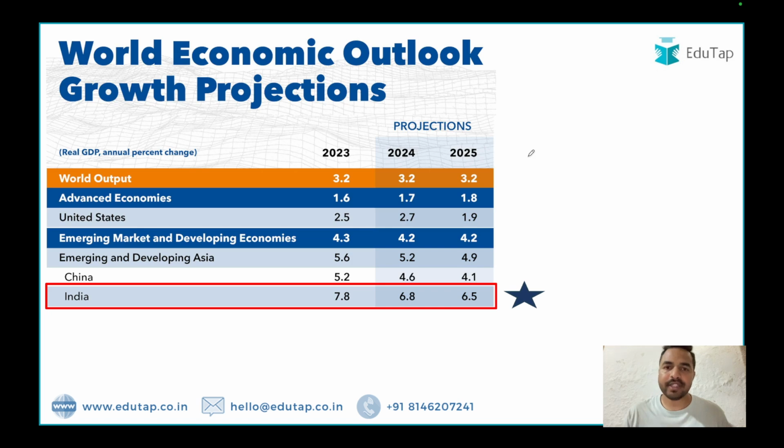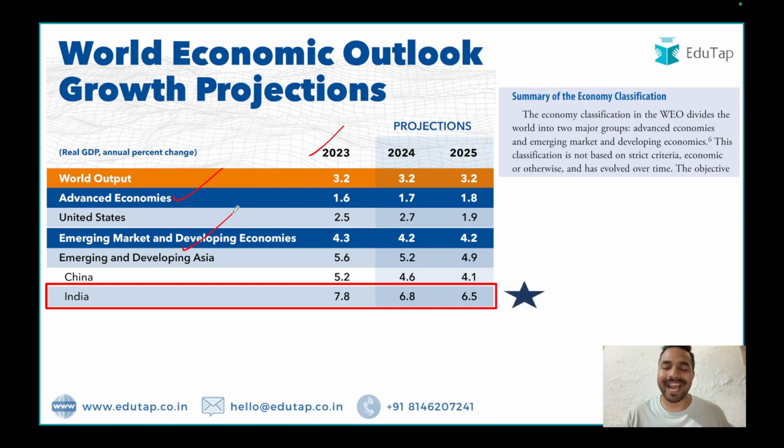Okay, so now you can see the World Economic Outlook growth projections given under the World Economic Outlook launched by the IMF, and the years across which the growth projections are given. Let me tell you a very important point: this report divides the global economies into two parts, the advanced economies and the emerging market and developing economies. Before moving on, as per this report, this classification is not based on any strict criteria, economic or otherwise. So that's why I'm not telling you any criteria on the basis of which these economies are divided into these two categories.